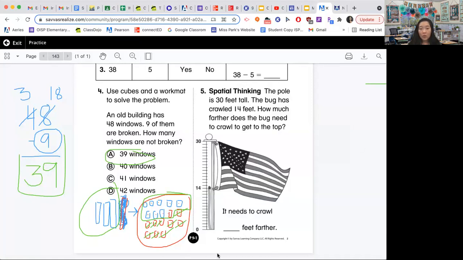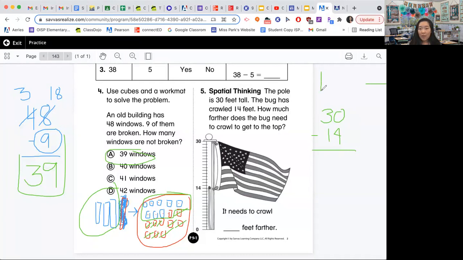All right, so let's go ahead and do that. Ready? 30 feet, and he's already crawled 14. And it looks like we're not going to be able to learn our third poem today, but that's okay. So let's go ahead and do that.